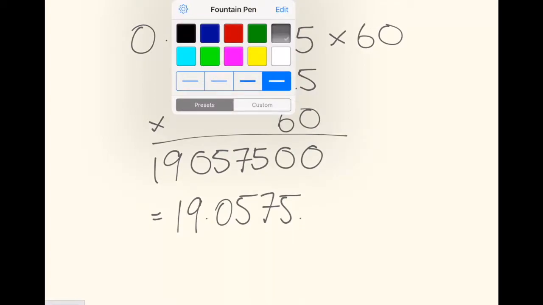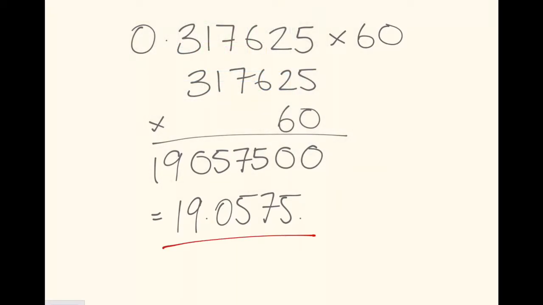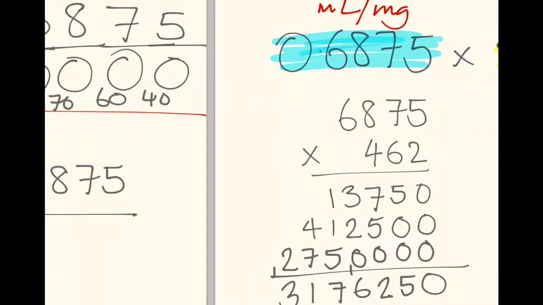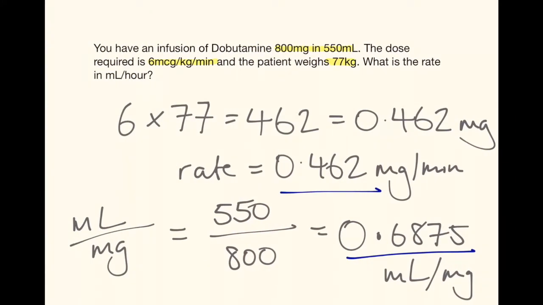That gives us an answer of 19.0575 milliliters per hour. Okay, so let's go back to the question again. Okay, alright, so what do we do here to work this out exactly?